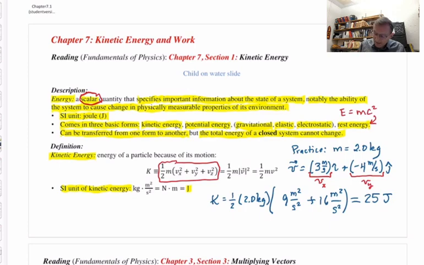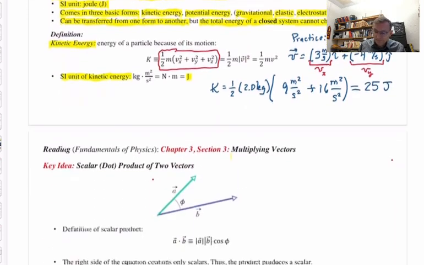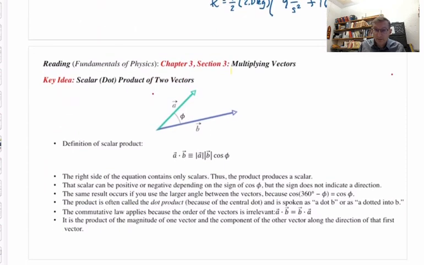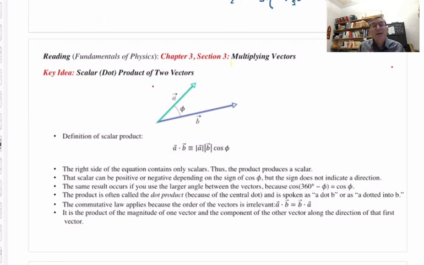So we're going to go back in the book, and now there's more reading that you can go to for further explanation. It's Chapter 3, Section 3, which is all about multiplying vectors. And the key idea we're going to talk about now is what's called the scalar product of two vectors. I like that name, the scalar product, and I'll explain why I like that.